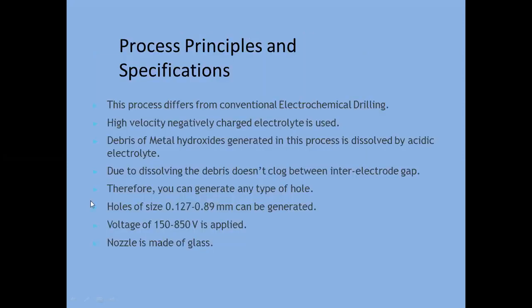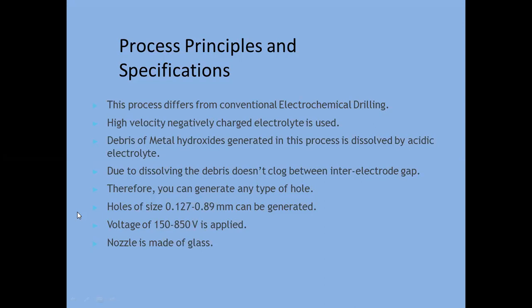What are the process principles and specifications? This process differs from the conventional electrochemical drilling machine. A high velocity, negatively charged, acidic electrolyte is used. Debris of metal hydroxide generated in the process is dissolved by the acidic electrolyte. Those metals form oxides, but they dissolve due to this acidic electrolyte. Due to dissolving, it doesn't clog the inter-electrode gap. Therefore, you can generate any type of hole, right?